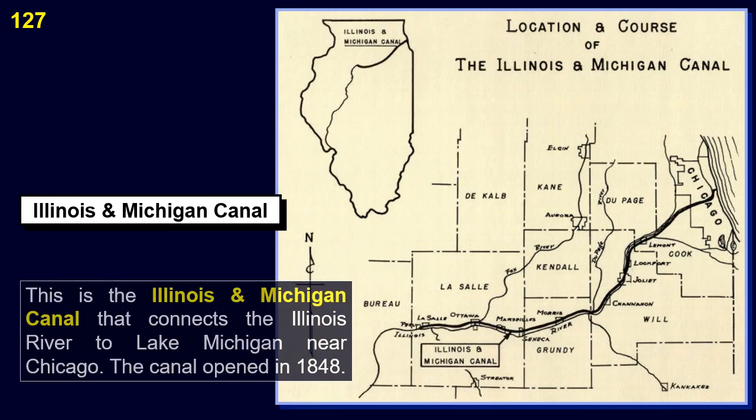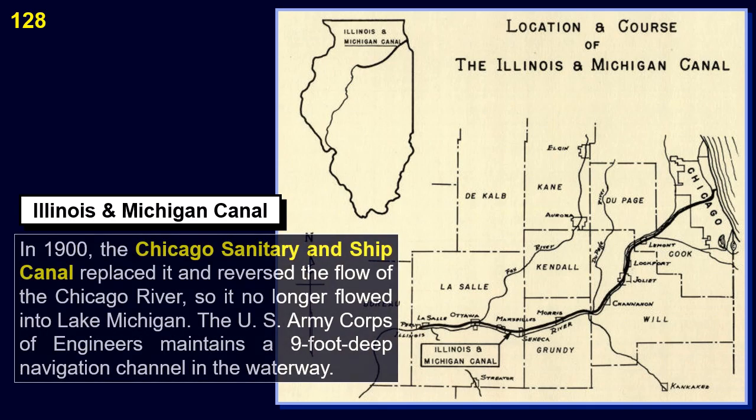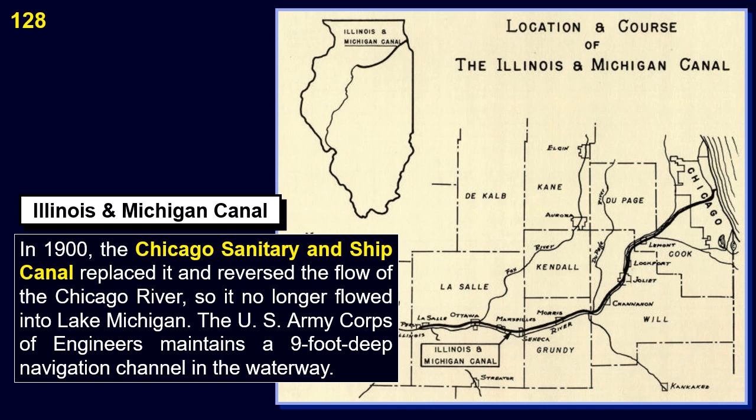This is the Illinois and Michigan Canal that connects the Illinois River to Lake Michigan near Chicago. The canal opened in 1848. In 1900, the Chicago Sanitary and Ship Canal replaced it and reversed the flow of the Chicago River, so it no longer flowed into Lake Michigan. The United States Army Corps of Engineers maintains a 9-foot-deep navigation channel in the waterway.